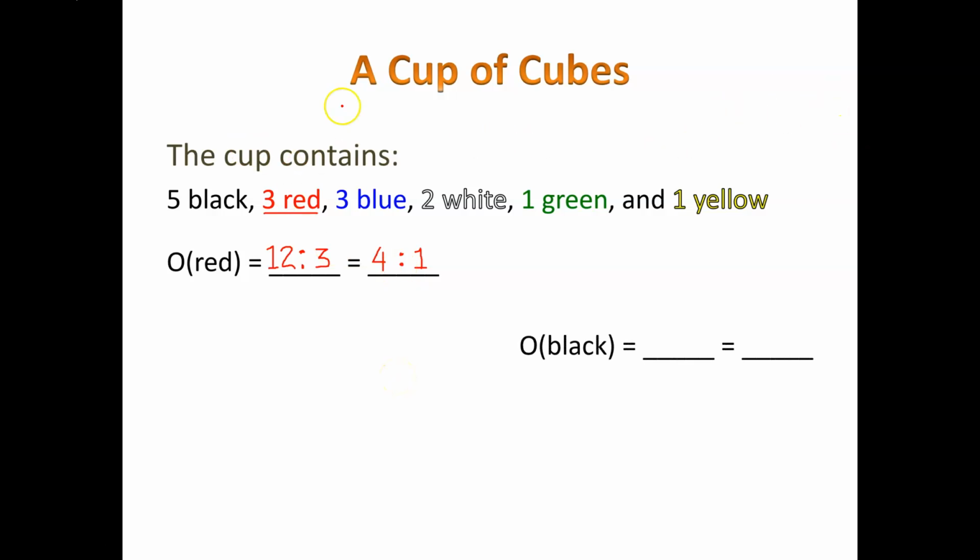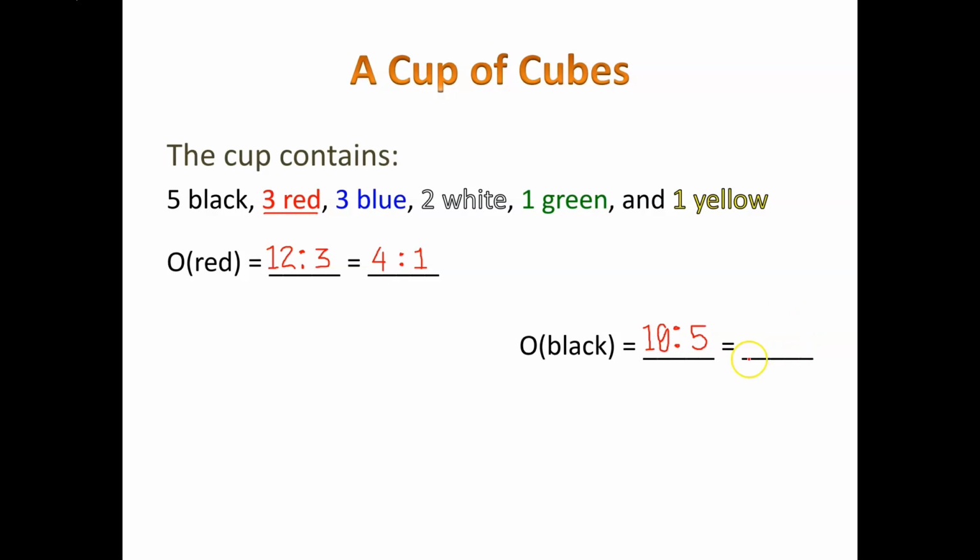How about a black? Well, first of all, let's just set it up based on the basic information. Here's our dots. We know that there are 5 black. So that's our winners. That goes on the right. Everything else is a loser. 3 plus 3 is 6, plus 2 is 8, plus 1 plus 1, that's a total of 10. There are 10 ways to lose.